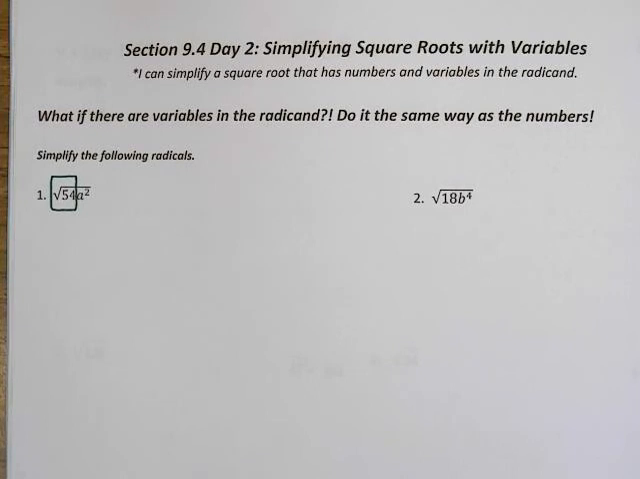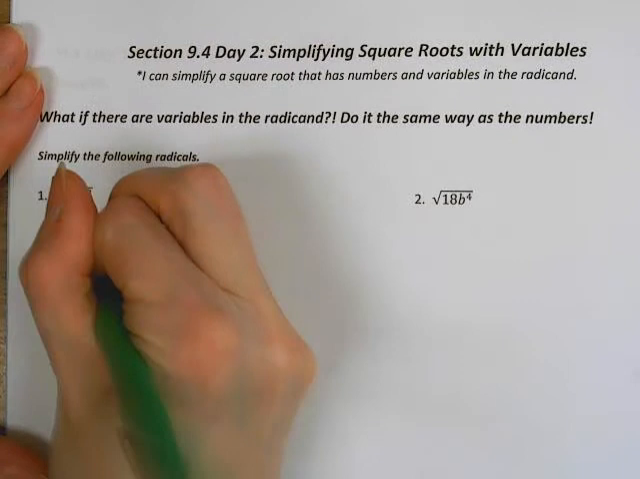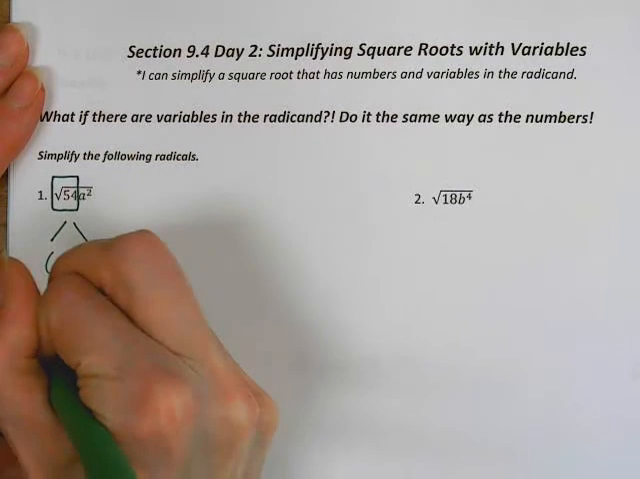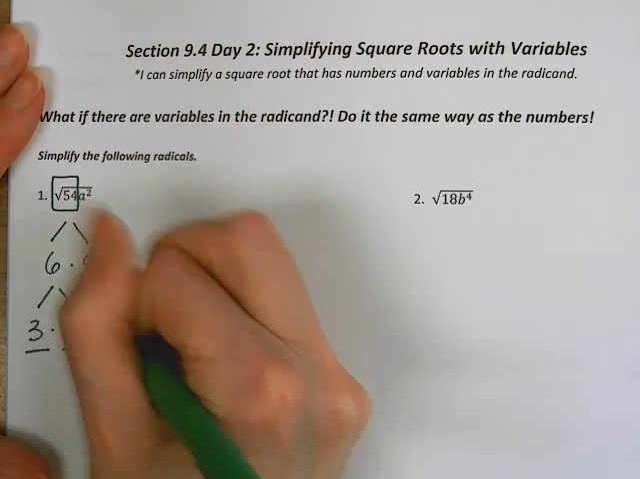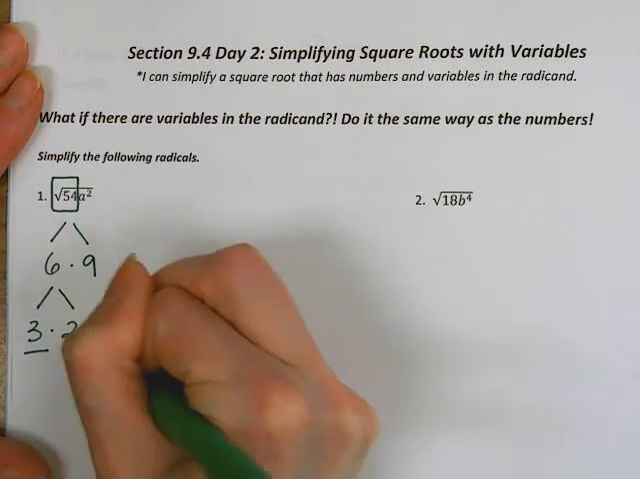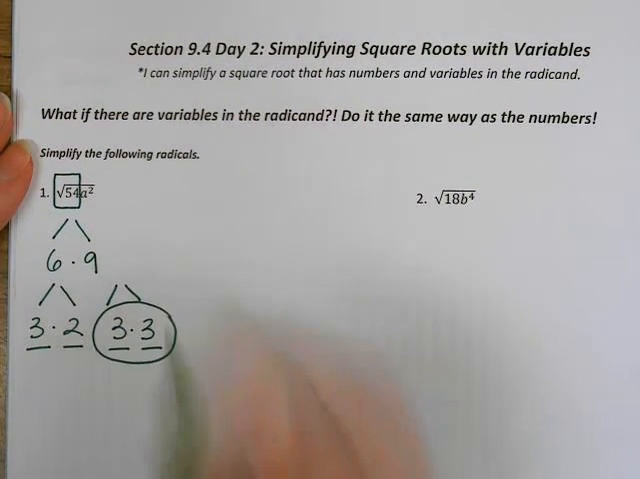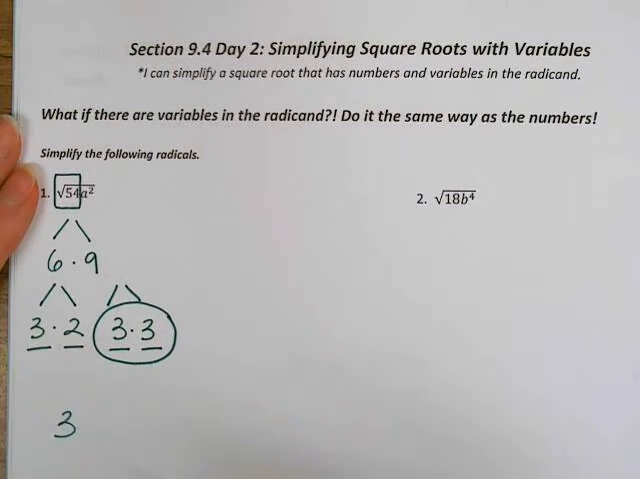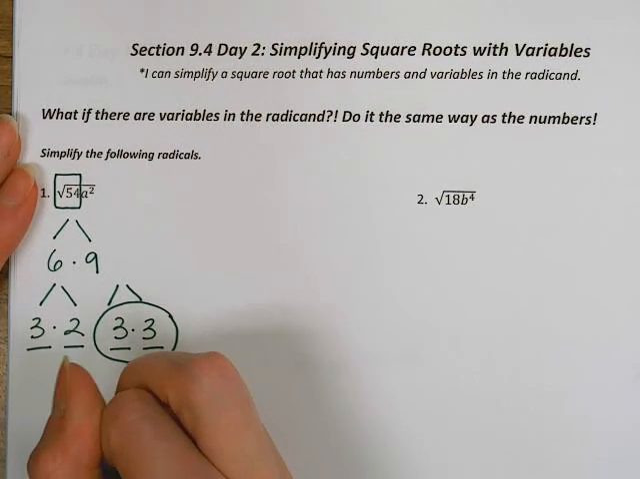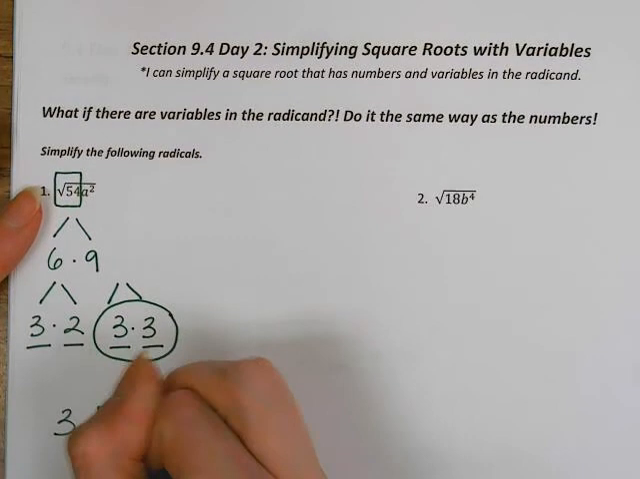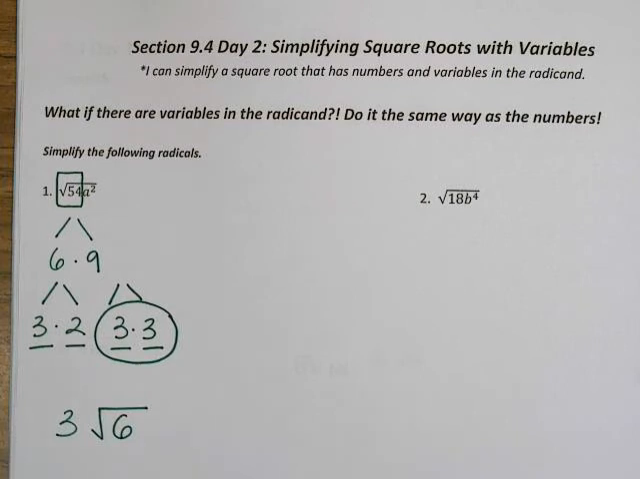So you do the prime factors of 54. Okay, so 54, for example, could be 6 times 9, and then 6 could be 3 times 2 and stop, and 9 could be 3 times 3 and stop. Okay, those are all prime. And then if you see any doubles, if you see any identical pairs, so I see a double 3, I get to take that out. And then anything left over gets multiplied and stays inside. So 3 times 2 is 6. Okay, so that's what we did yesterday.